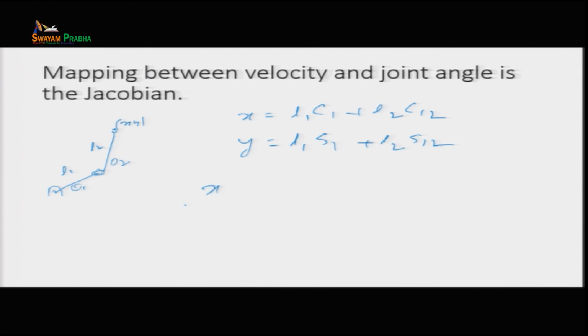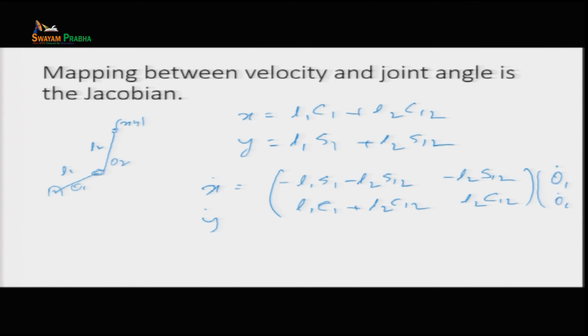I can write this by taking the derivative as x dot is equal to minus L1 sin theta 1 minus L2 sin theta 1 2, and this is minus L2 sin theta 1 2. This is L1 cos theta 1 plus L2 cos theta 1 2, and this is L2 cos theta 1 2. I can write it this way in matrix form, with theta 1 dot and theta 2 dot. So, now what we can say is that x dot is equal to J into theta dot, where J is called the Jacobian.